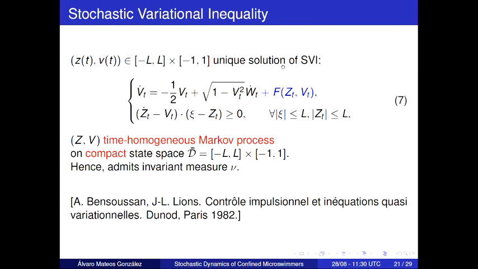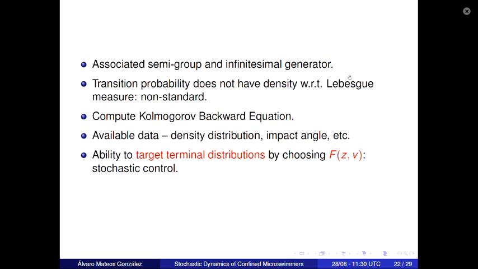Okay, so by means of stochastic variational inequalities, we may absorb the excess displacement by the boundary into this scalar product, and we may conserve the reorientation torque term. Okay, we are going to do some relatively standard procedures in order to achieve the Kolmogorov backward equation, and once we have that, we are going to use some stochastic control tools to target terminal distributions by choosing the reorientation torque in an appropriate way.